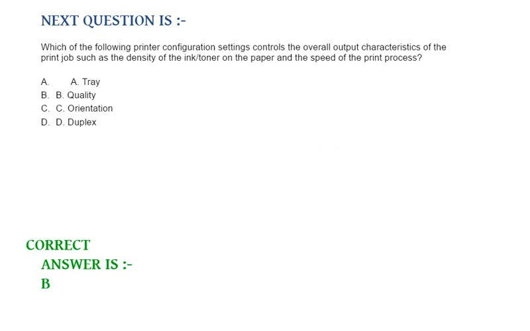Question is which of the following printer configuration settings controls the overall output characteristics of the print job such as the density of the ink toner on the paper and the speed of the print process? Option A tray. Option B quality. Option C orientation. Option D duplex. Correct answer is option B.